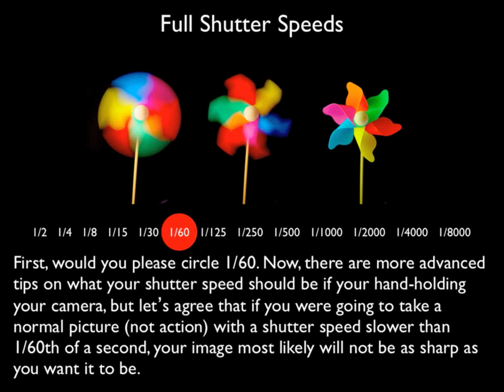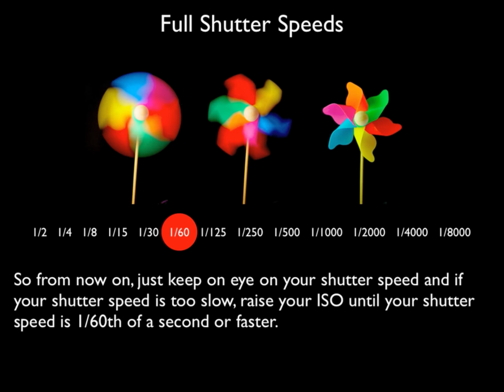Now there are more advanced tips on what your shutter speed should be if you're hand holding your camera. But let's agree that if you're going to take a normal picture, not action, with a shutter speed slower than 1/60th of a second, your image most likely will not be as sharp as you want it to be. So from now on, just keep an eye on your shutter speed, and if your shutter speed is too slow, raise your ISO until your shutter speed is 1/60th of a second or faster.